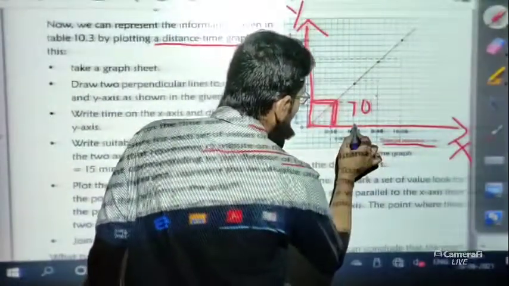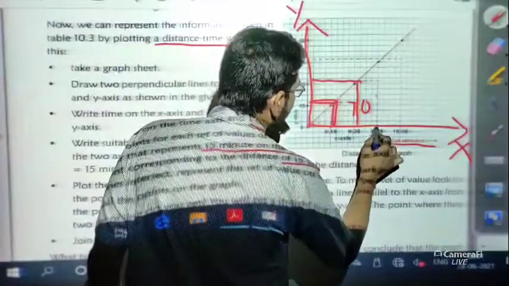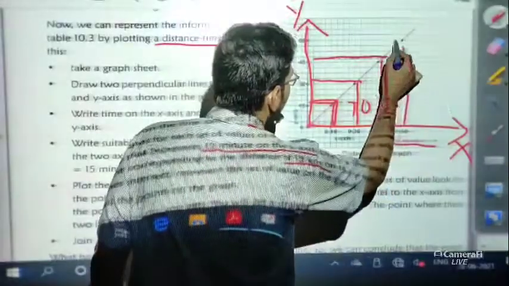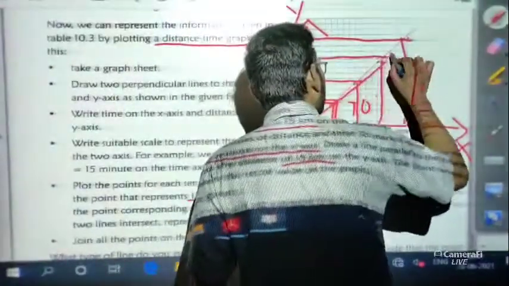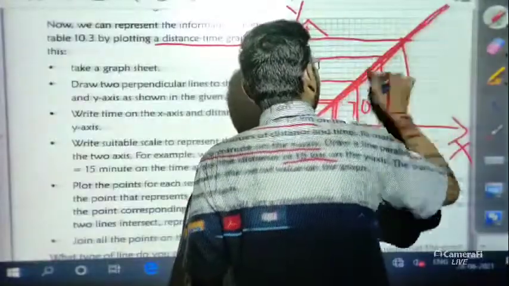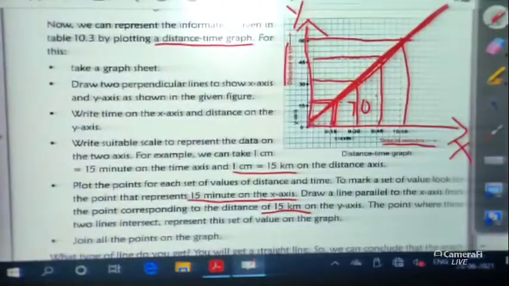Your second point will be 9:30 and the distance is 30 kilometers. Then 9:45, the distance is 45 kilometers. At 10 am, the distance is 60 kilometers. So these should be your 4 points. Now if we draw a line through these 4 points, you will get a straight line which passes through the origin. By seeing this line we can easily find out, students, that this body is in uniform motion. Why is it uniform motion?